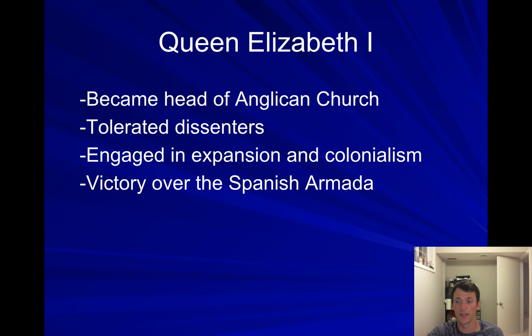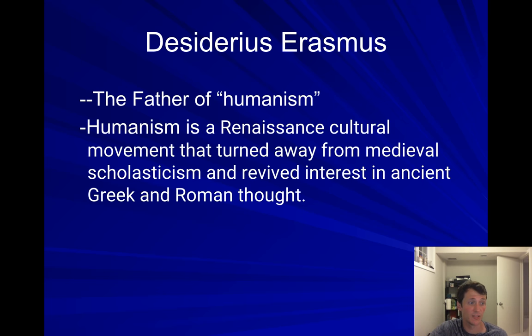Elizabeth's going to begin to kind of expand English interests and colonialism in the New World. But you're also going to have this kind of major defeat against the Spanish, who are frustrated because Mary was actually the wife of the King of Spain. So the King of Spain actually felt that he had some sort of claim to the English throne. So anyway, the Spanish Armada is big.